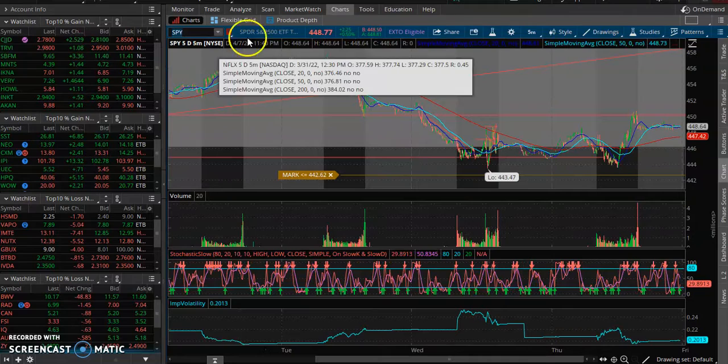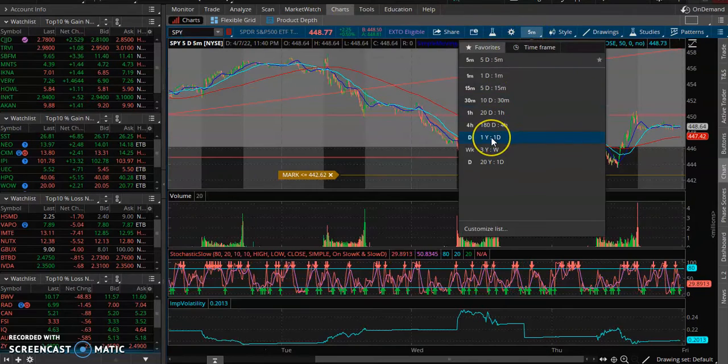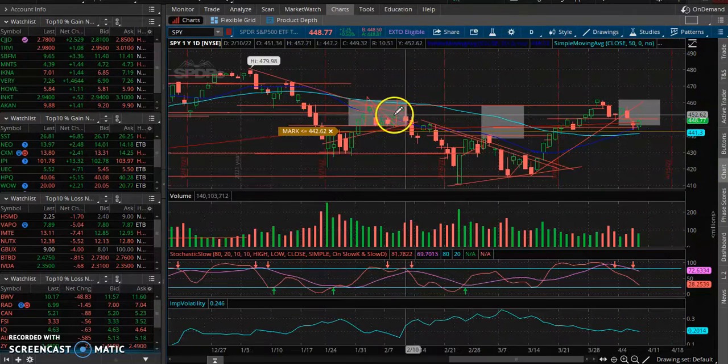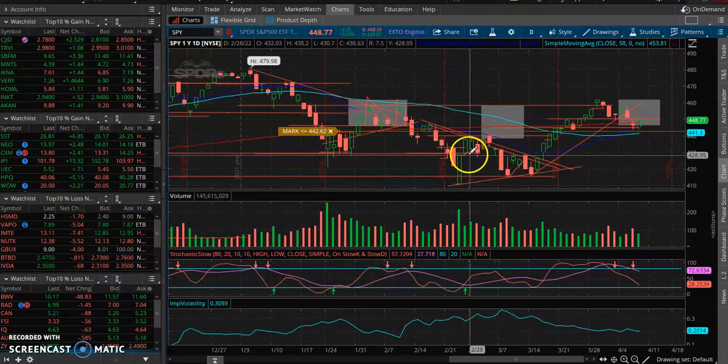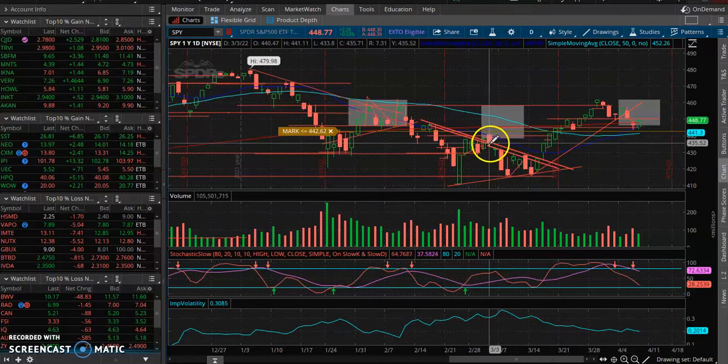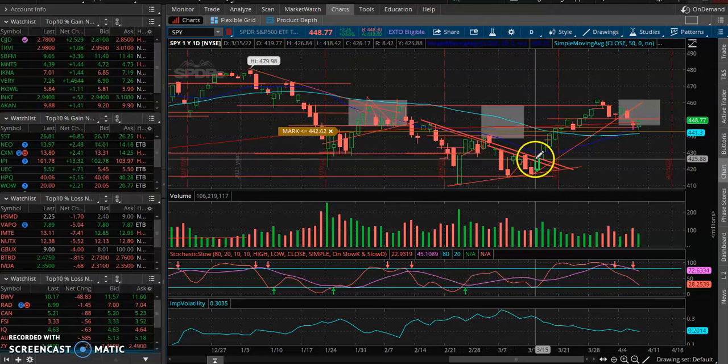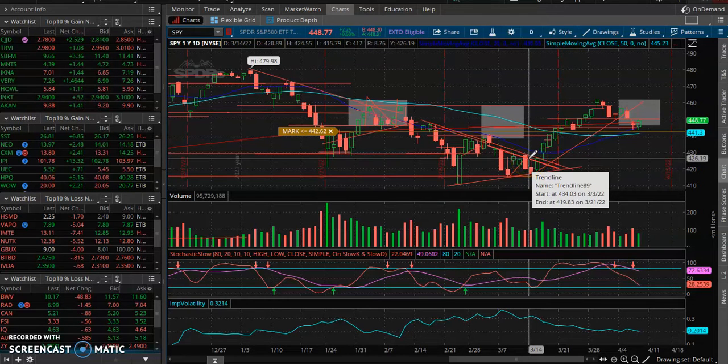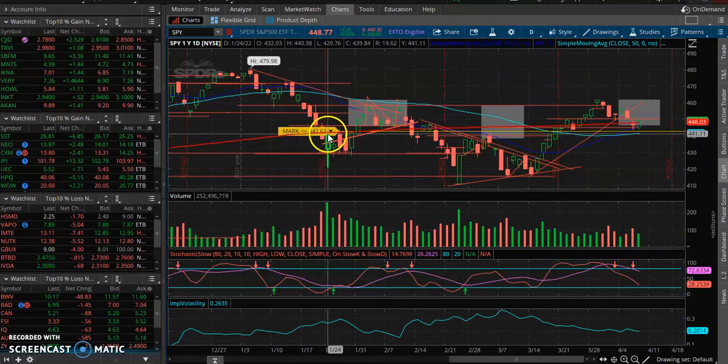SPY. Number one, we are looking at levels. So again, I have all these trend lines drawn because all these represent levels where the stock has bounced or levels that the stock has not been able to get above for at least a small amount of time, a certain length of time.